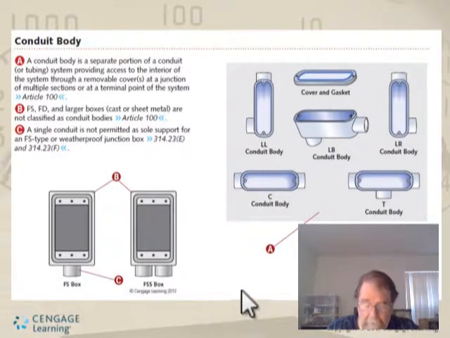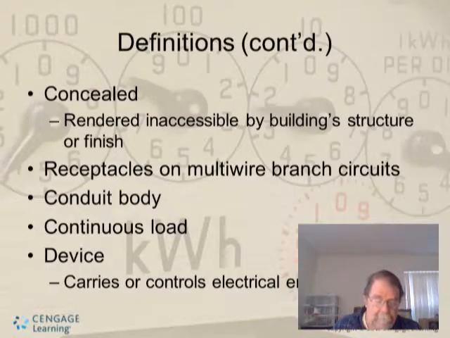Okay. A continuous load, having the maximum level of current sustained for 3 hours or more, is referred to as a continuous load. Article 100: office lighting is an example of a continuous load. And a device is a unit of an electrical system other than a conductor that carries or controls energy as its principal function, such as a receptacle or a light switch.